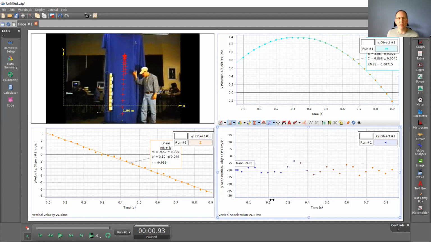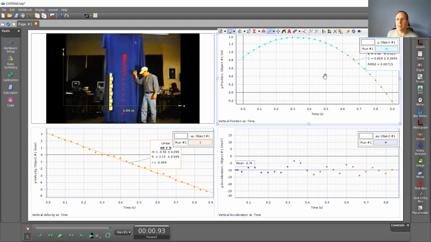Okay, now what you would do is copy and paste these three graphs into your lab document, right? Your lab report document. So then you can analyze them and answer the questions. So what I'm going to do is pause this in a second. I'm going to copy and paste.